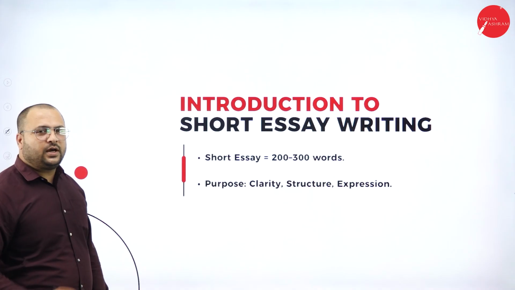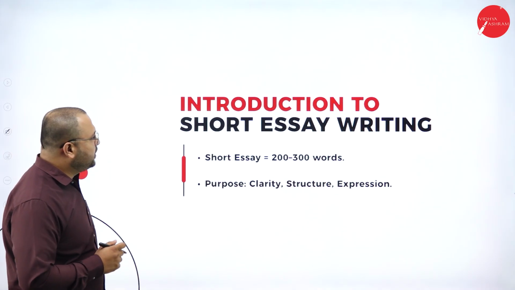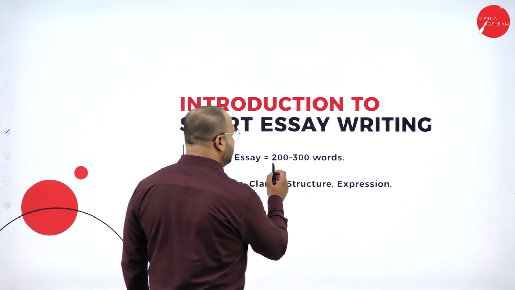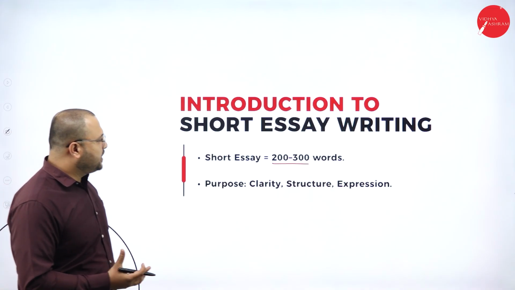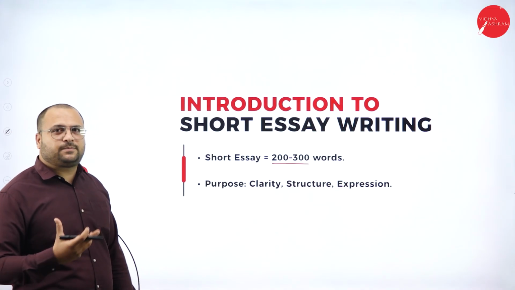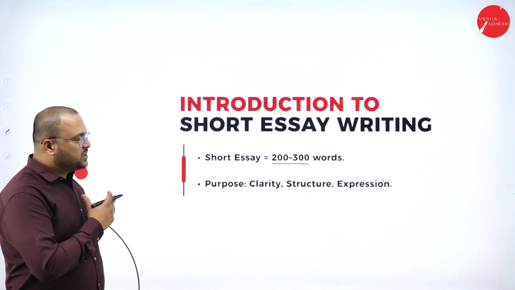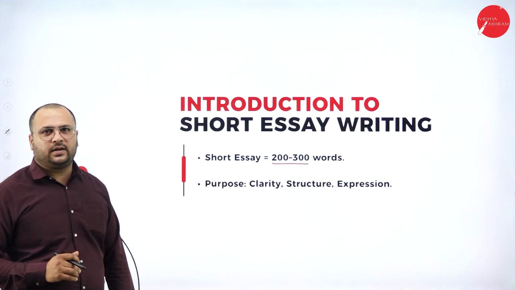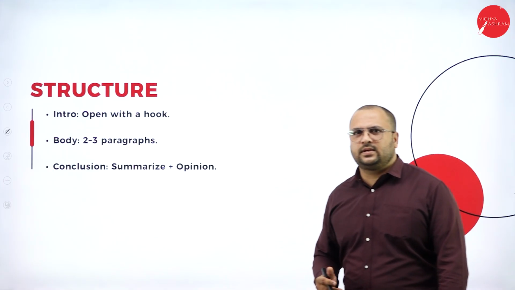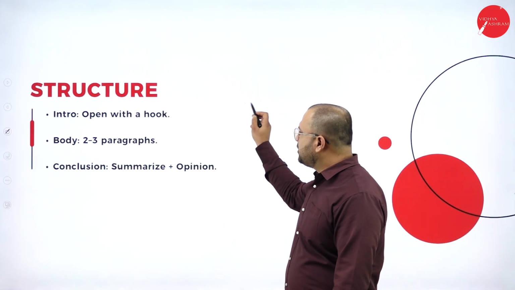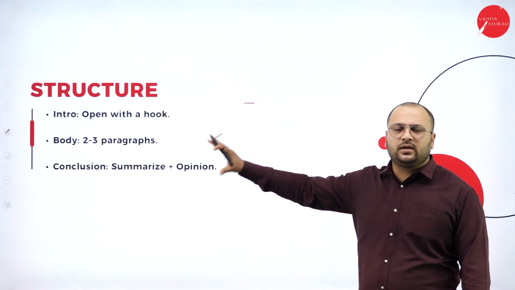After reading comprehension, you read and answered the questions. Now let's go to writing a short essay. A short essay will have a word limit between 200 and 300. The purpose of writing a short essay is to give clarity, to structure and express opinions. Now, how do you write an essay? You have been writing essays from your school days. You remember these three things, isn't it? Introduction, body and conclusion.